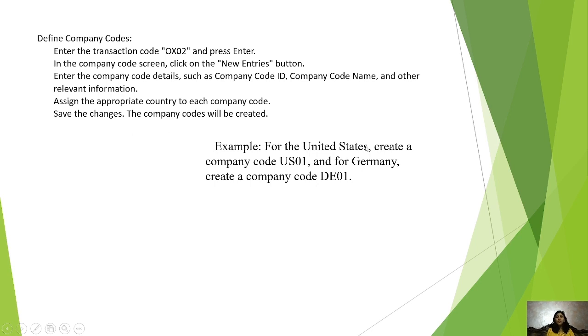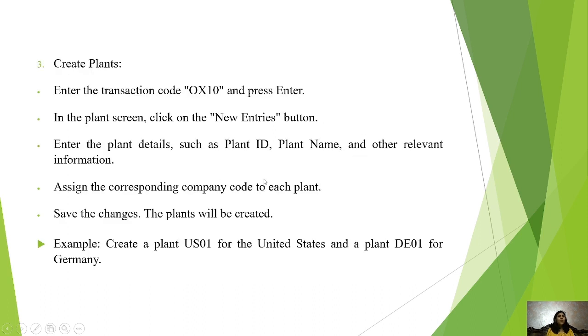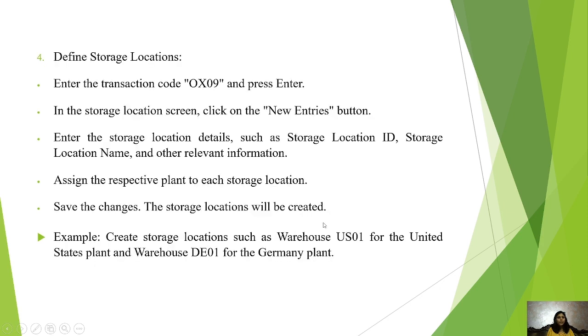For example, for the US, create a company code like US01, and for Germany, create a company code like D01. Next, the plant: again you have to enter the transaction code, OX10, and press enter. On the plant screen, click new entry, then enter the plant details, plant ID, and relevant information. Then assign the corresponding company code to each plant and save changes. For example, create a plant US01 for the United States and the plant DE01 for Germany.